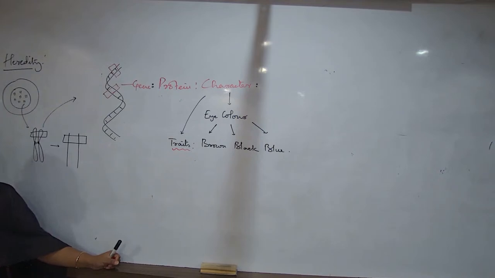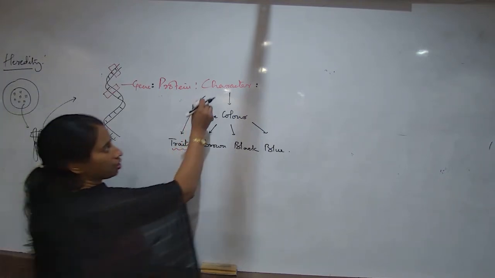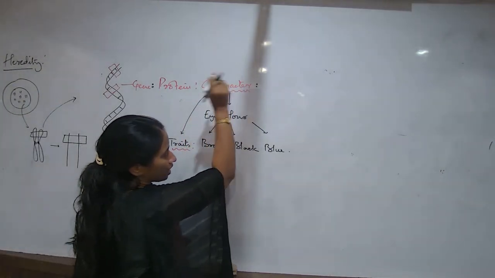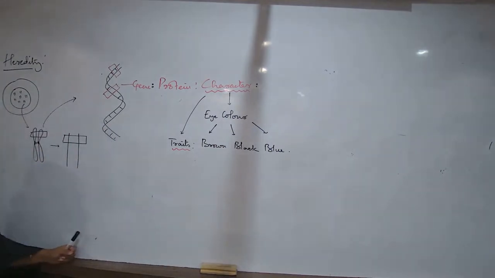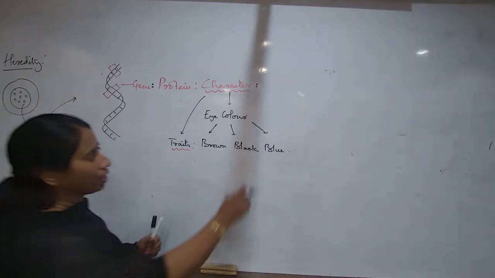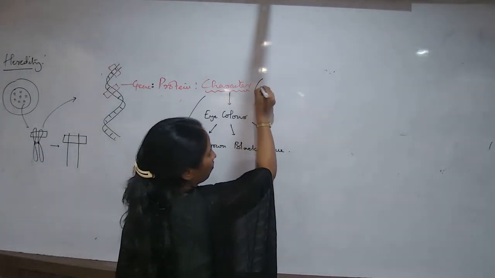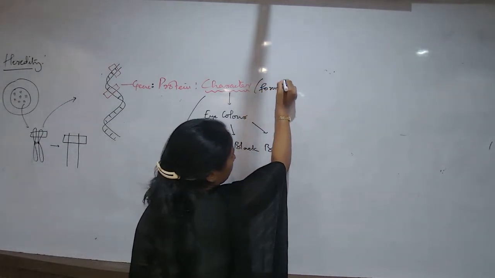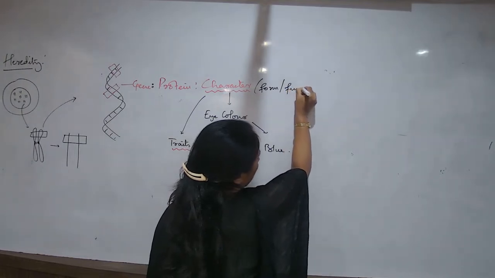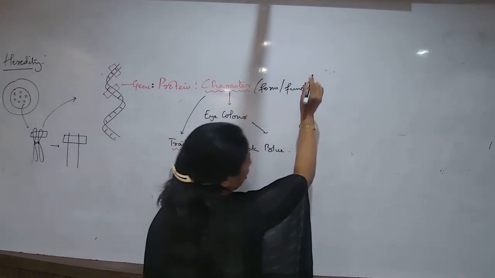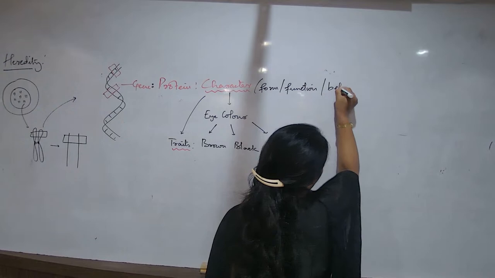What is the first definition now to talk about? I talk about a pair of terms. The first pair of terms is character and traits. What is character? Any distinctive feature of human, any distinctive form, feature, function of the human population that I'm talking about. Character can be considered as the form, function, and behavior of an individual. Form, function, or behavior.